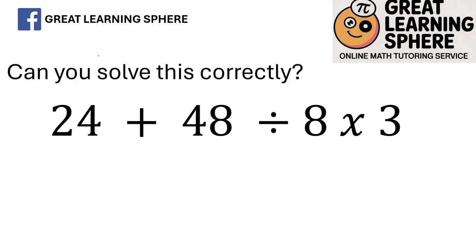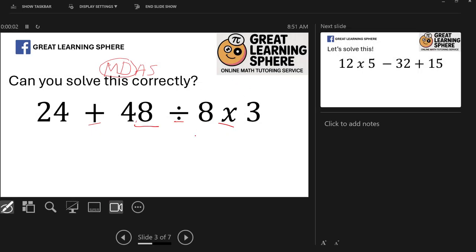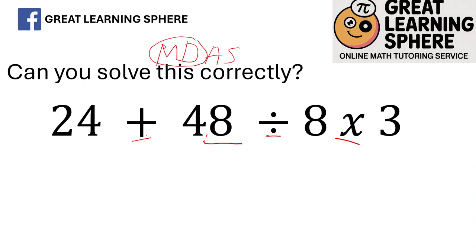Here, as you can see, we have three operations: addition, division, and multiplication. As I said, you have to multiply or divide first before you add or subtract. So multiply or divide. For here, division came first, so you have to divide first 48 by 8. So 48 divided by 8 is equal to 6. Then just copy the remaining part of the expression.